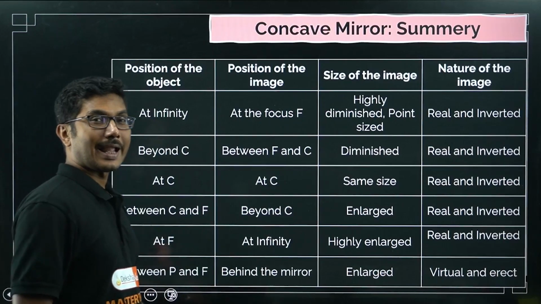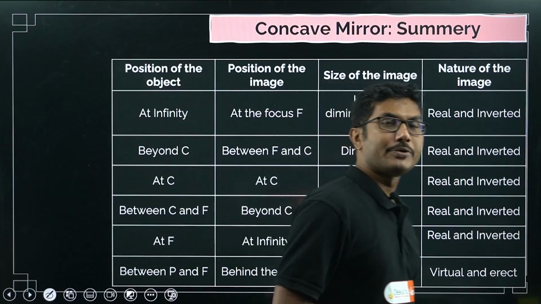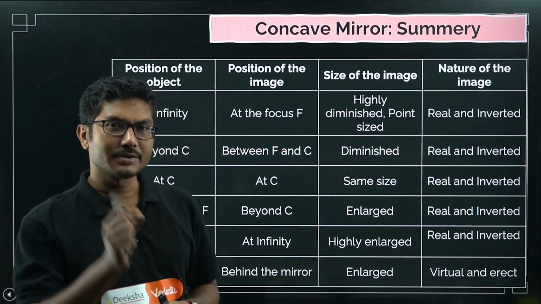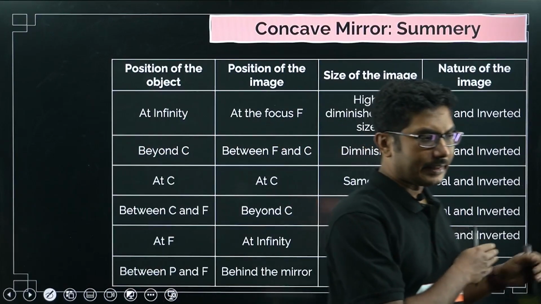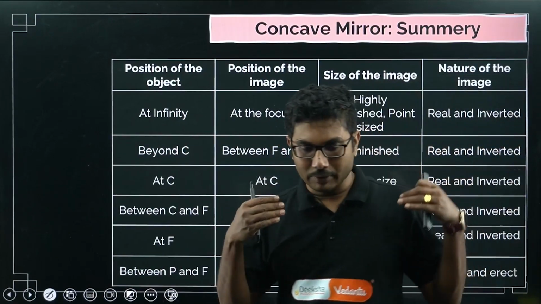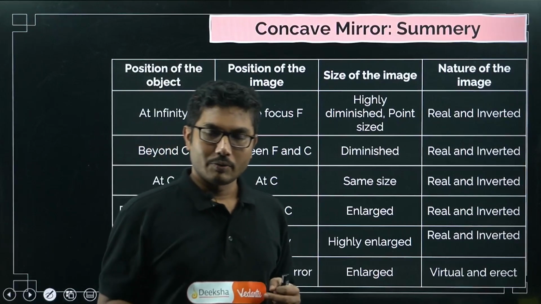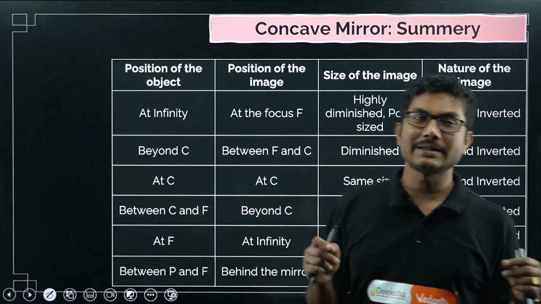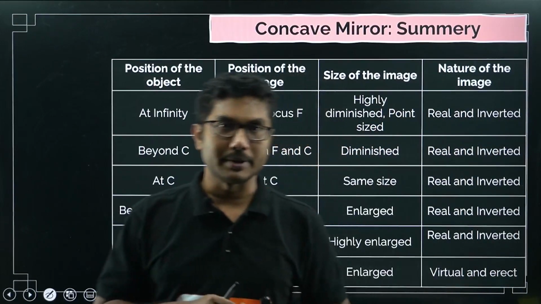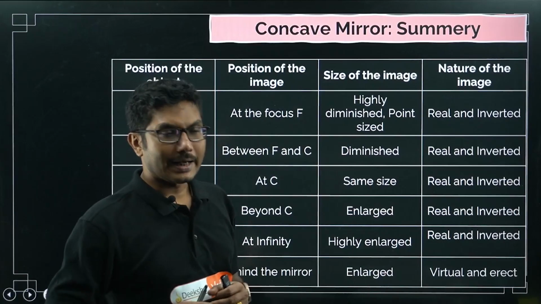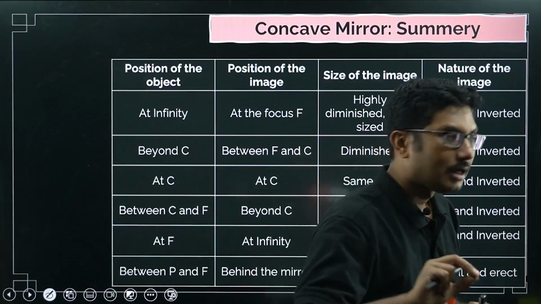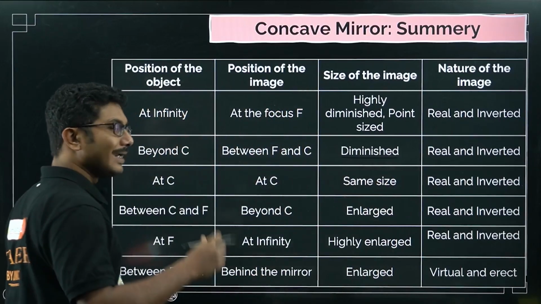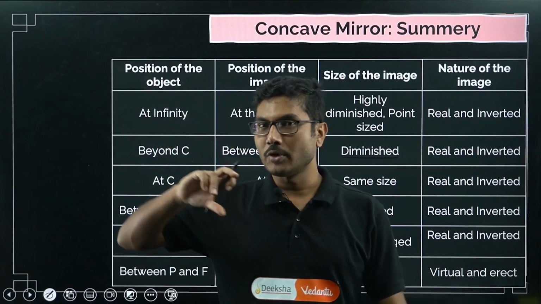So here is one catch, that you have to remember that when the object was at infinity, okay, the image was at focus and it was very, very small. Now from infinity it came between C and infinity, so the object is now closer to the mirror. Obviously infinity is very, very far away. Now between infinity and center of curvature, the object is obviously closer to the mirror, right? In that case you can see that image is still diminished, but it is not a point object, it is somewhat bigger.